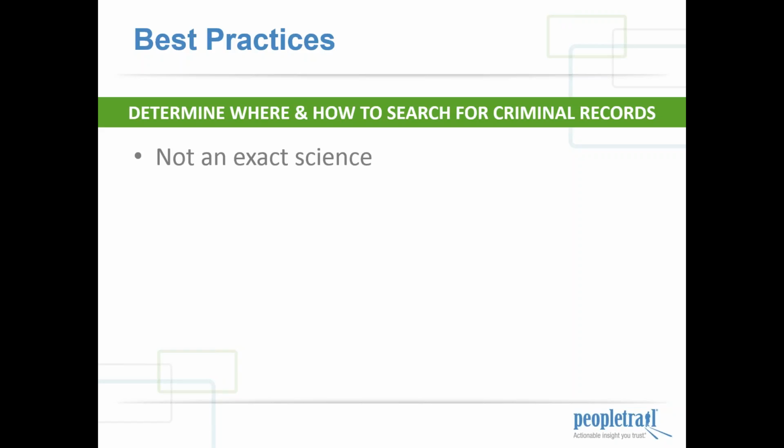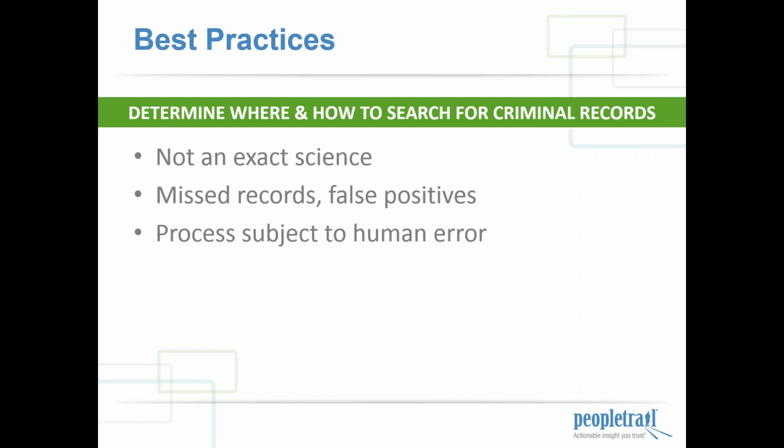It is a human process, and there's no one place that you can go to get criminal information on somebody. There are hundreds of jurisdictions that you can look. They may have lived in different areas, so it's just not an exact science. There is a possibility of misrecords or false positives. It's possible for someone to have the same exact name and the same exact birth date and have a criminal record. It's not very common, but it does happen, and the process is subject to human error.